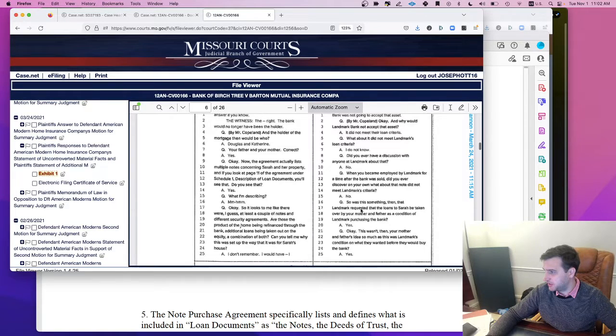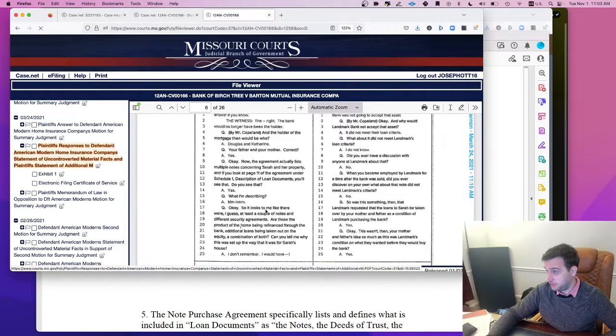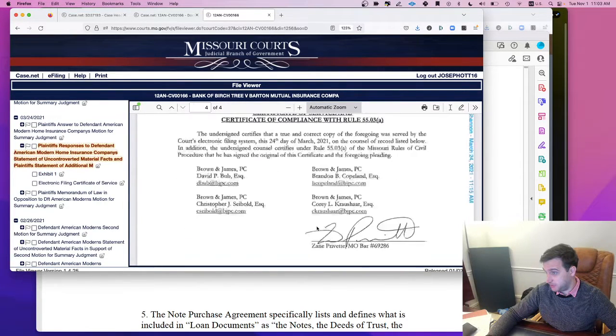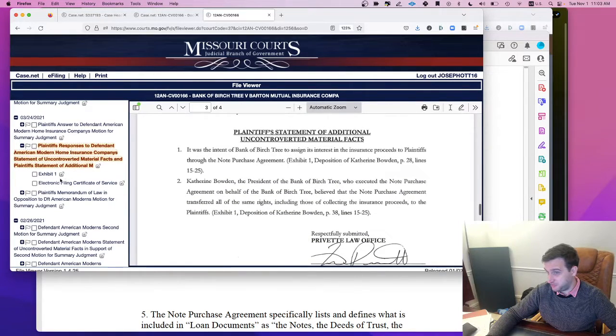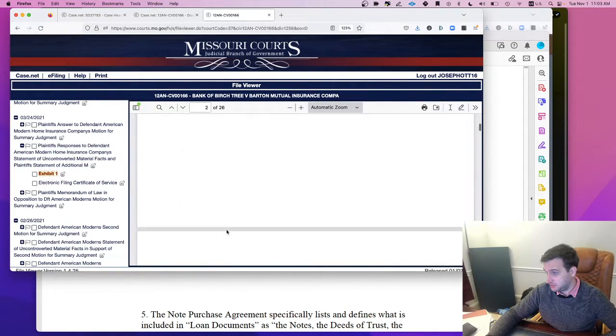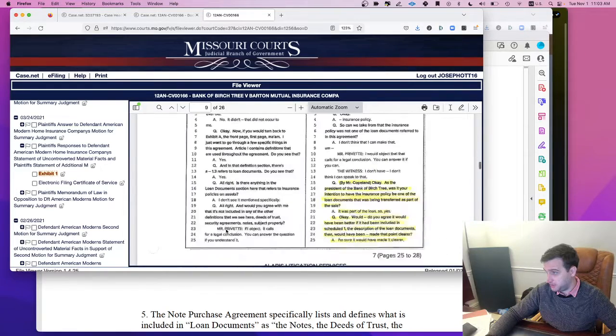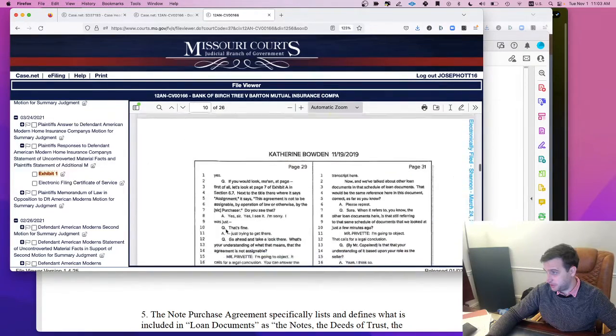So was this something that Landmark requested, the loans to be taken over by her mother and father, as a condition of Landmark purchasing the bank? Yes. So again, we have page 28, 15 to 25. Here it is. So here we go.